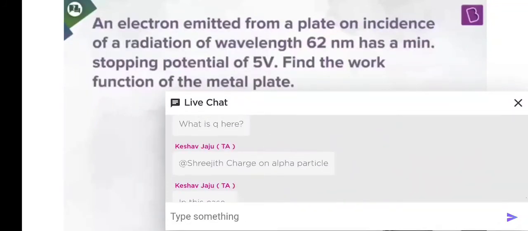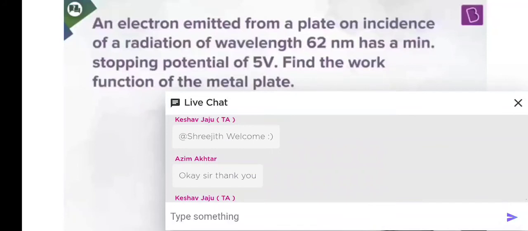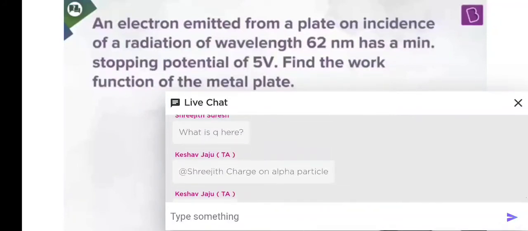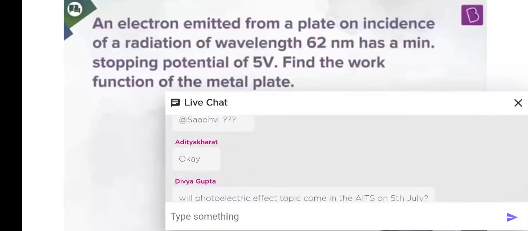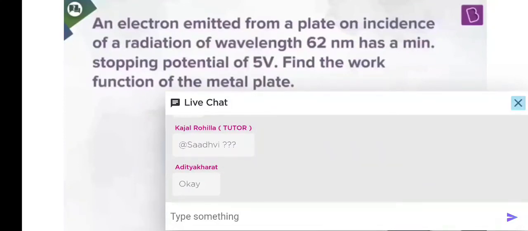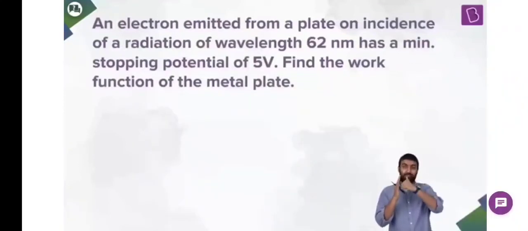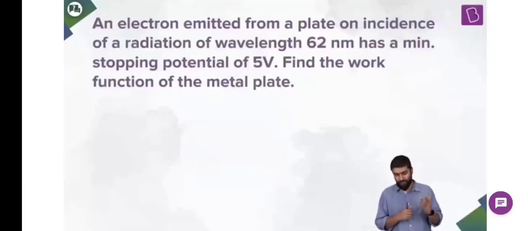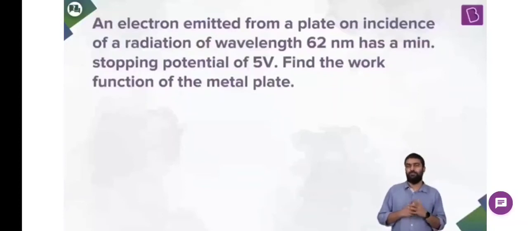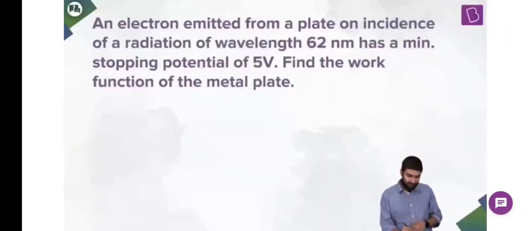Alright, so let's now look at this question. So what do we have here? An electron emitted from a plate on incidence of a radiation of wavelength 62 nanometer has a minimum stopping potential of 5 volts. Alright, cool. Find the work function of the metal plate. So how do we go about this? Think about it. Okay, so let's see about this.